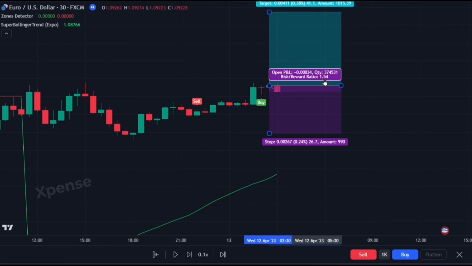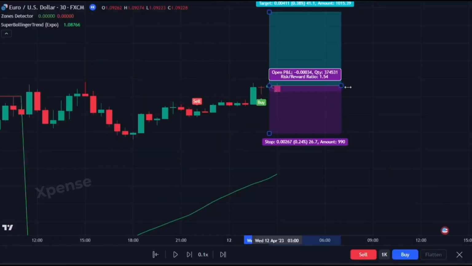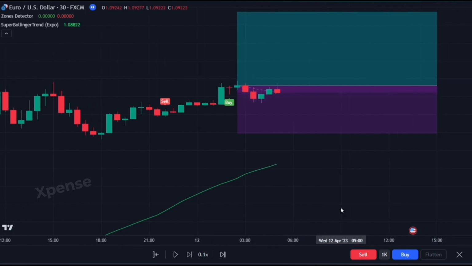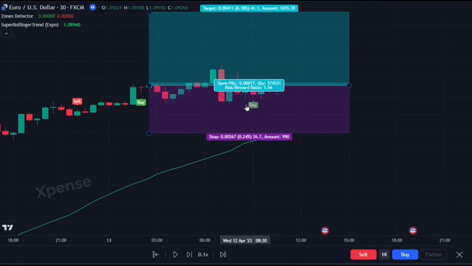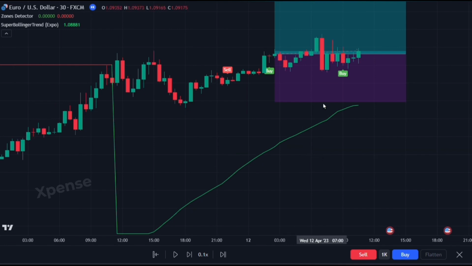Backtesting results. Let's revisit the results from backtesting this strategy on Forex major pairs. Total signals, 25. Winning trades, 20. Win rate, 80%. This demonstrates how effective and consistent this strategy can be when executed correctly. Final thoughts: this strategy is a game changer for traders looking to minimize risks while maximizing rewards.